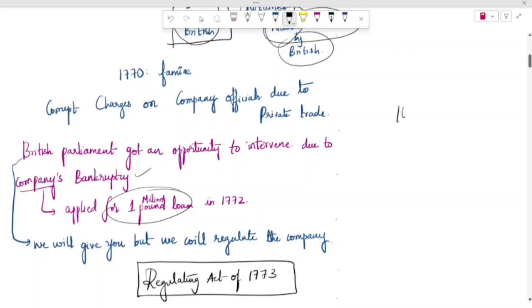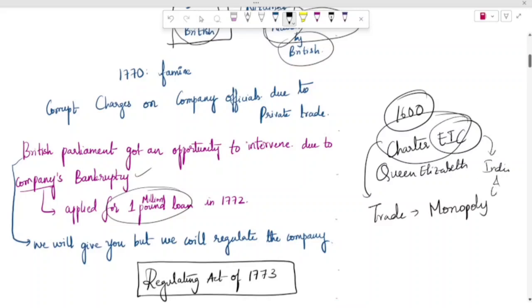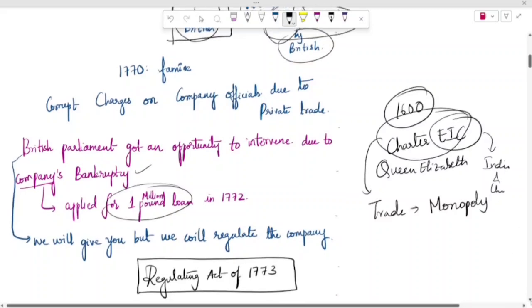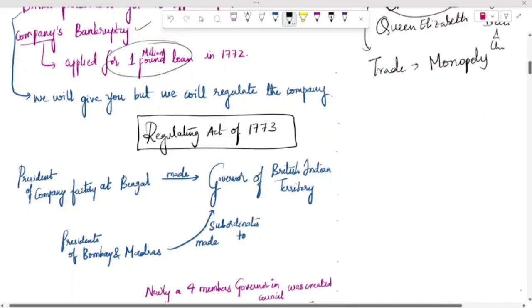Just remember, in 1600 the British East India Company came with a charter given by Queen Elizabeth. A charter for what? A charter to do trade, which is a monopoly. It means that only the East India Company of London can do trade in India and China. So now the chance has come for the British Parliament to regulate the British East India Company.